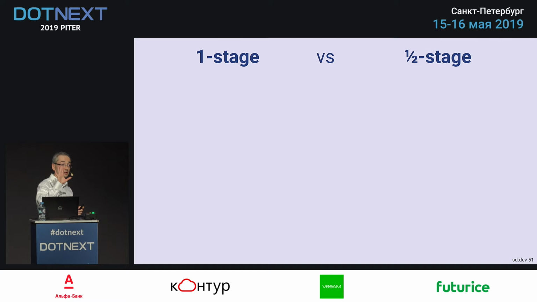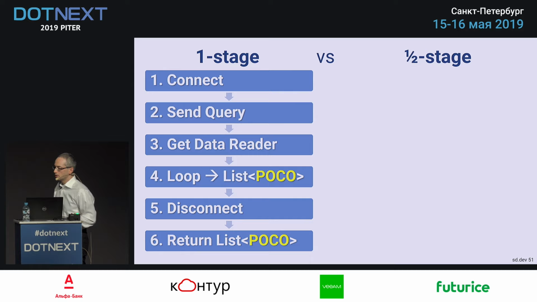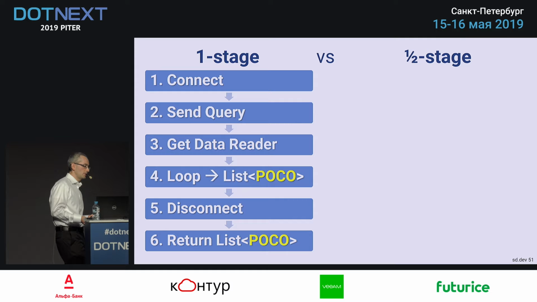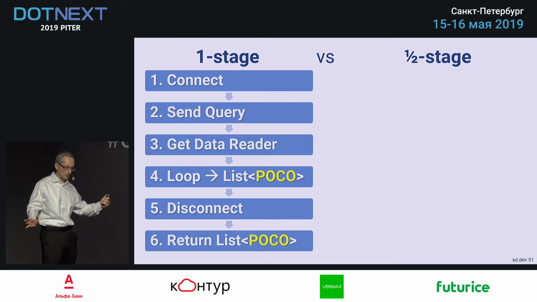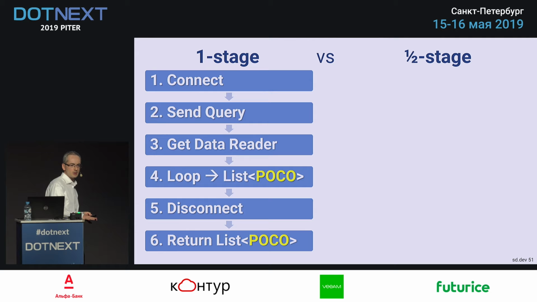In a one-stage approach, we follow a sequence of six steps. We connect to the database. We send the query. We get the data reader out. We loop over that data reader, and we construct our list of POCOs out of the data reader. Then we disconnect, and we finally return our list of POCOs out of the pipeline. Six steps, very simple, that's what you're used to, that's what Dapper does, that's what Entity Framework does, that's what your custom-built-over-the-weekend micro-ORM does, they all do this. So let's compare that with the half-stage. They're very similar with one subtle difference.